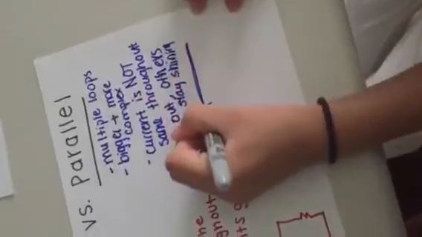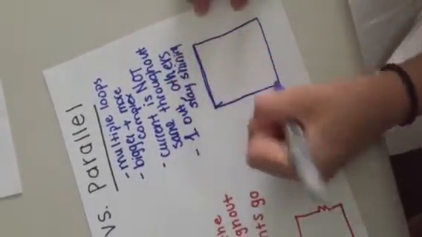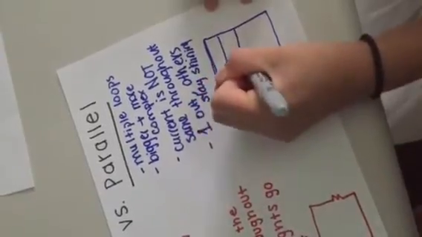An example of a parallel circuit looks like this. Instead of all the lights on one, there'd be multiple sections. So, for example, a light is here and a light is here. They don't affect each other.